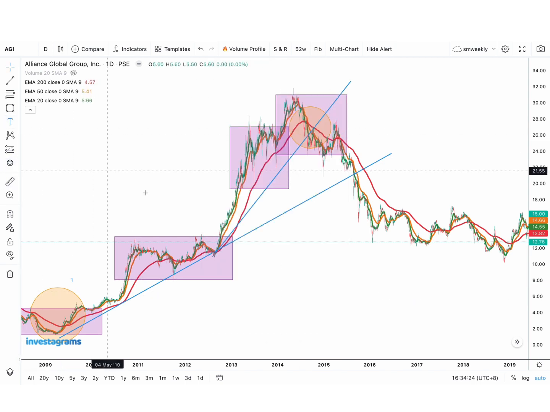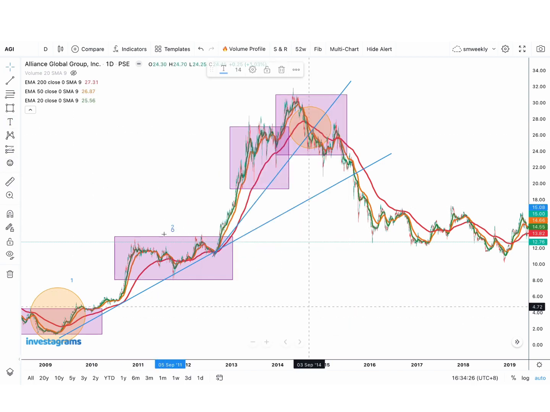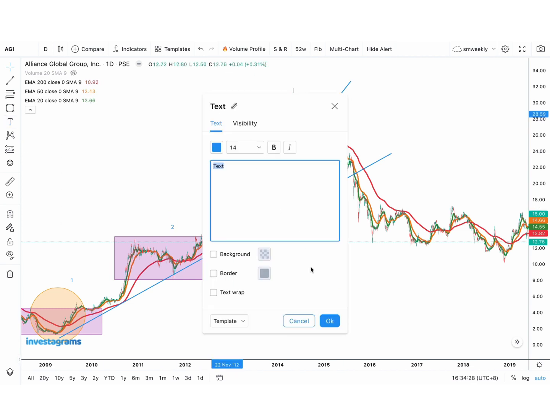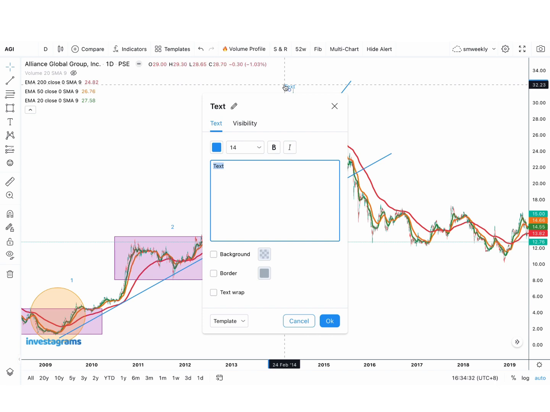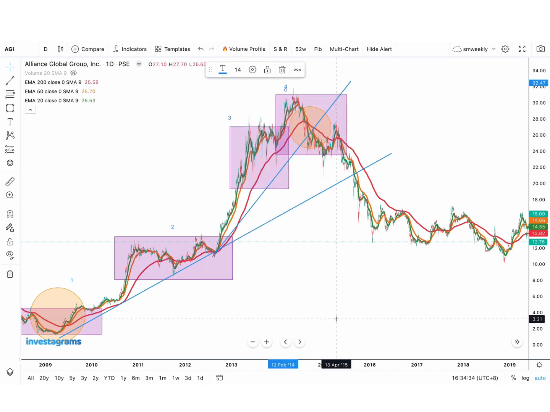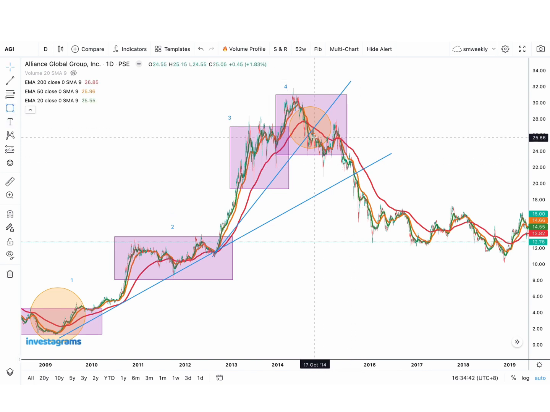So we number them as well. 1, 2, 3, and 4. Since you already know this, it would be smart of you not to enter a trend if you're already on the 4th base, because the risk to reward is not as good.